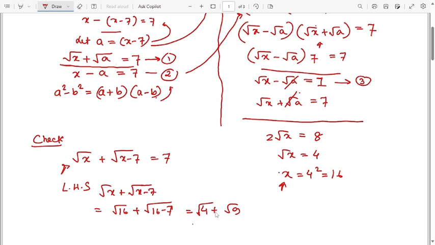sorry, this will become 4 plus 3, which is equal to 7, which is equal to the right hand side of the equation. That means x is equal to 16 is the solution.